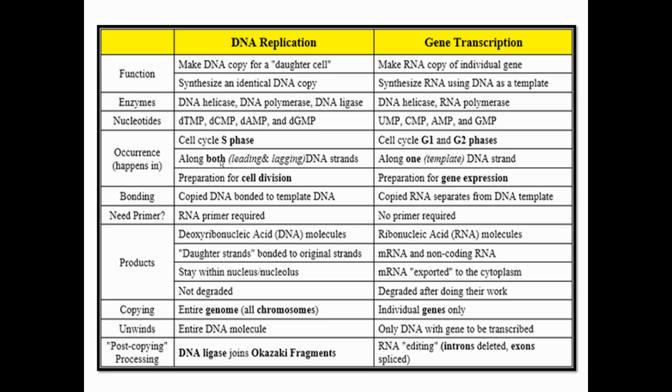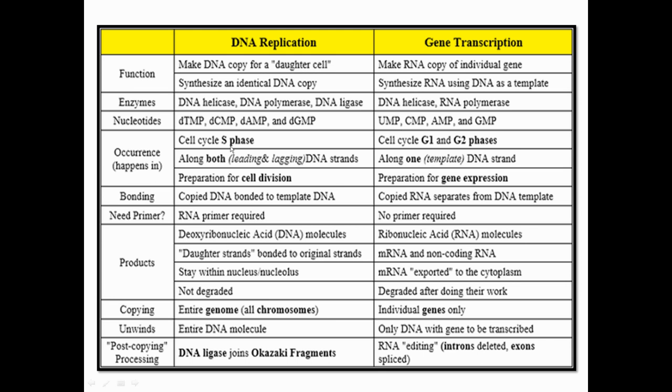The nucleotide sequences are deoxythymidine monophosphate, deoxycytosine monophosphate, deoxyadenosine monophosphate, and deoxyguanosine monophosphate. And here you can see UMP, CMP, AMP, GMP are going to participate. T, C, A, G are the bases here, and here U, C, A, G are the bases.